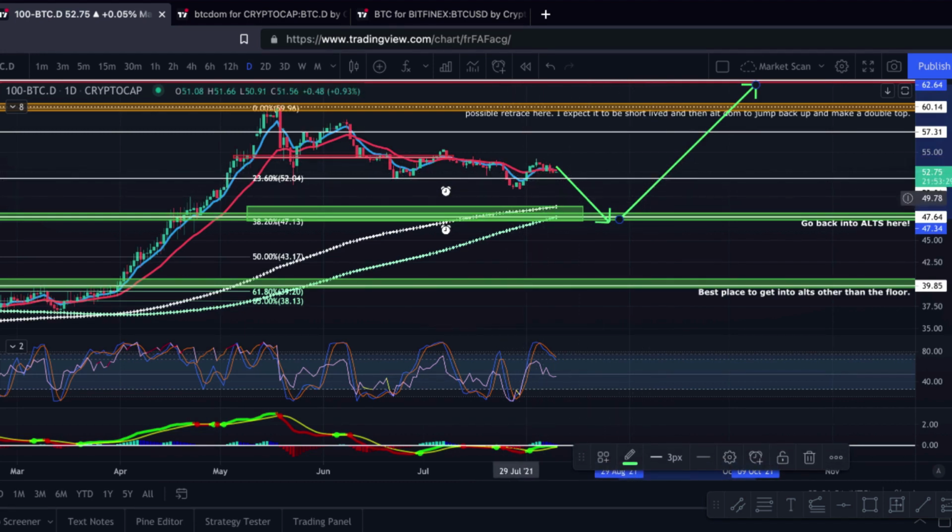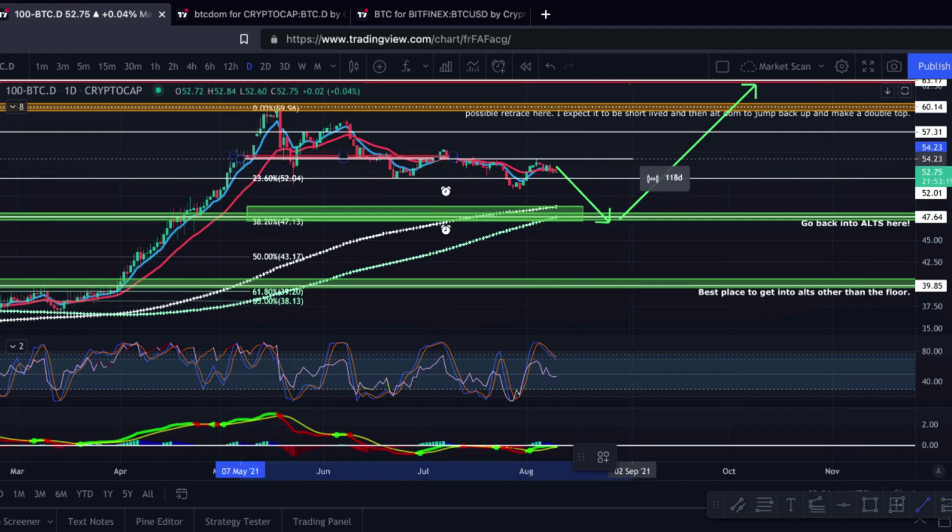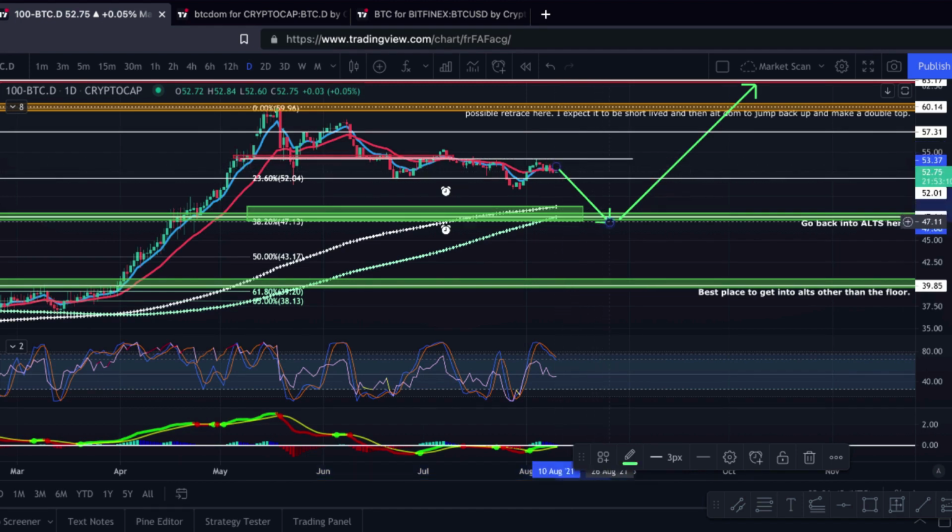Of course, maybe this is an inverse head and shoulders type pattern, and it's just gonna go up from here. But I'm just saying, it's continually getting lower highs. If this right here breaks, then perhaps alt season is gonna be back on. But I still want to wait to go super heavy into alts until right here. Once it hits here, I really think that this is when alt season is gonna pop off.